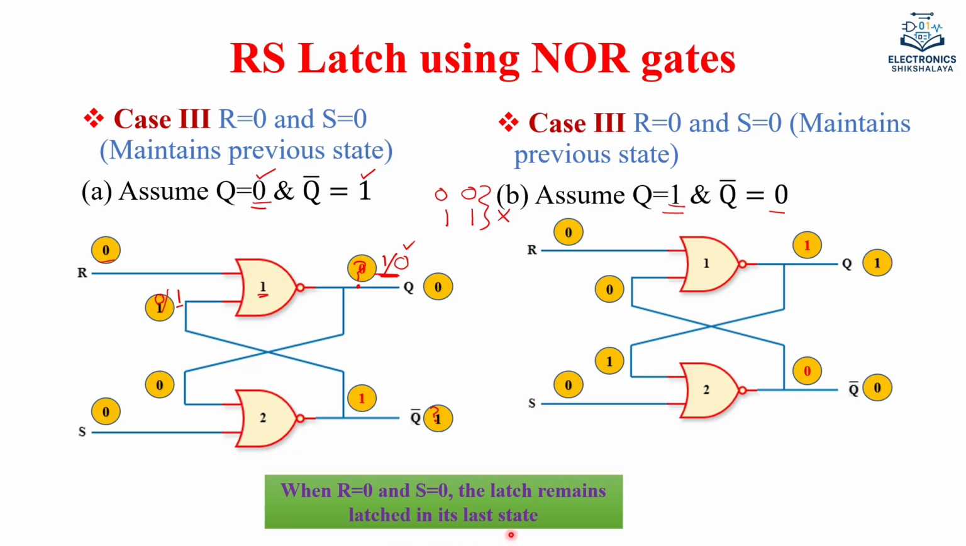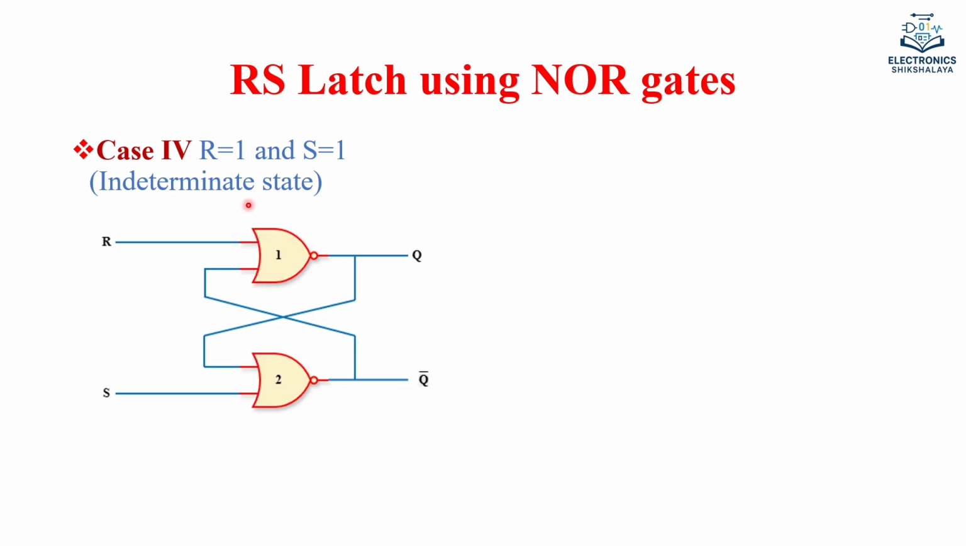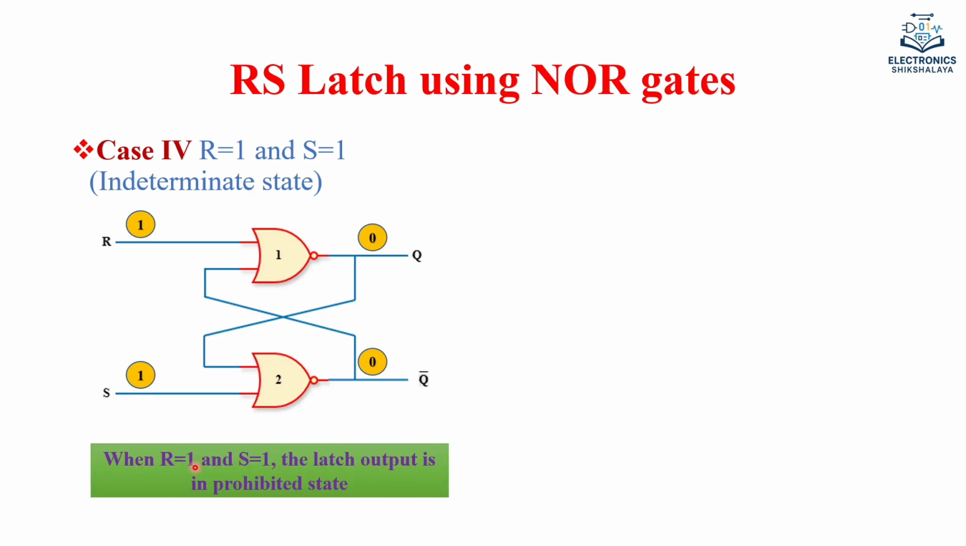So let us see our last case, that is case number 4, when R and S values are 1, where R value is 1 and S value is 1. If any input of the NOR gate is 1, it forces the output to be 0. So you can see Q and Q complement are both 0, 0. But for normal operation of any latch, they should be complement to each other. That is why this condition is called the indeterminate condition or prohibited state or invalid state. This is the disadvantage of this RS latch. So when R equal to 1 and S equal to 1, the latch output is in the prohibited state.